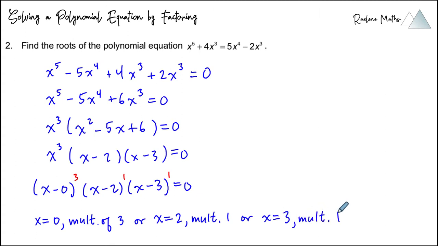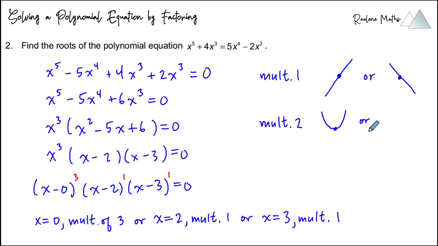Now the multiplicities here just help us to see the shape of the graph. If we have a multiplicity 1 root, a root occurring one time, the graph would have a shape at the x-intercept that looks like this or like this, depending on the direction that the graph is coming from. If we have an even multiplicity, such as multiplicity 2, the graph is going to turn around at the x-axis.